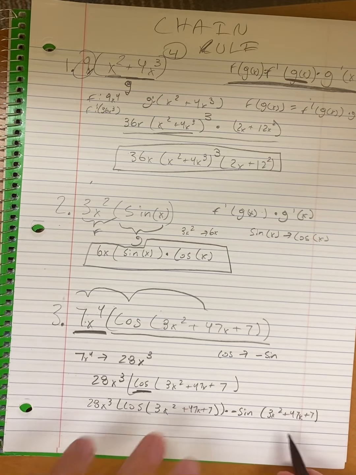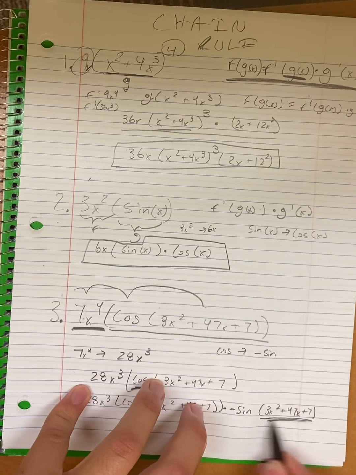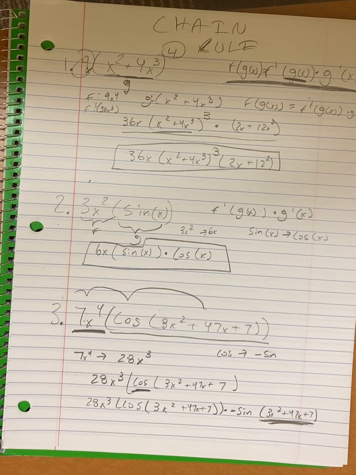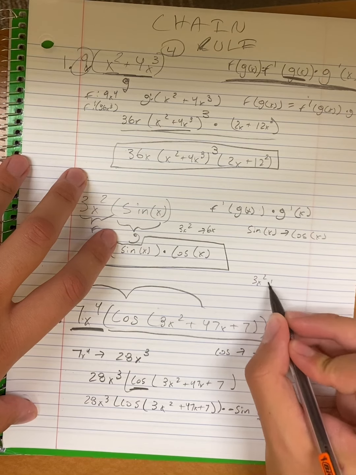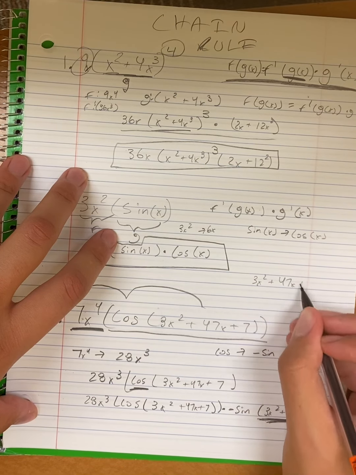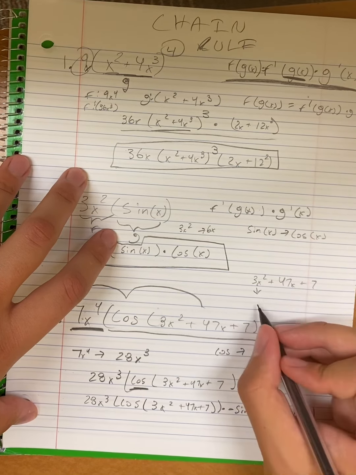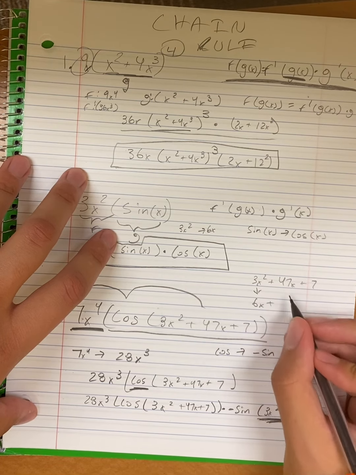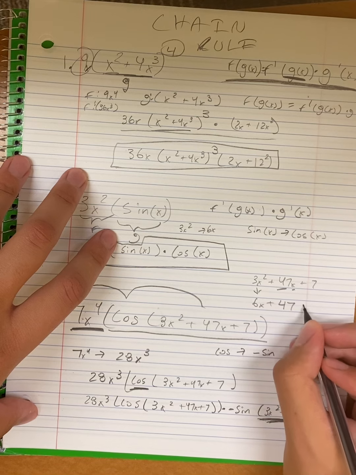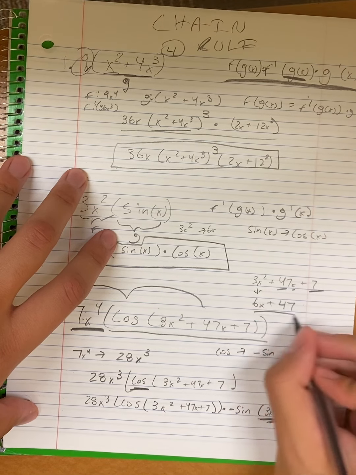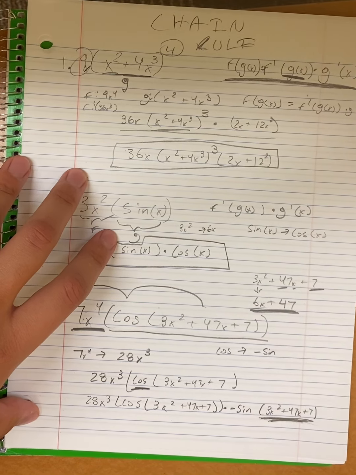Now all we have left is this 3x squared plus 47x plus 7. We just do the simple derivative of that. Do that up here. The derivative of 3x squared is 6x. The derivative of anything times a variable is just the number before it. And then the derivative of a constant is just 0. So we have 6x plus 47.